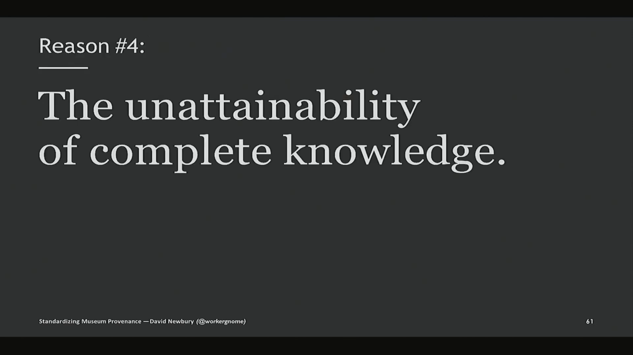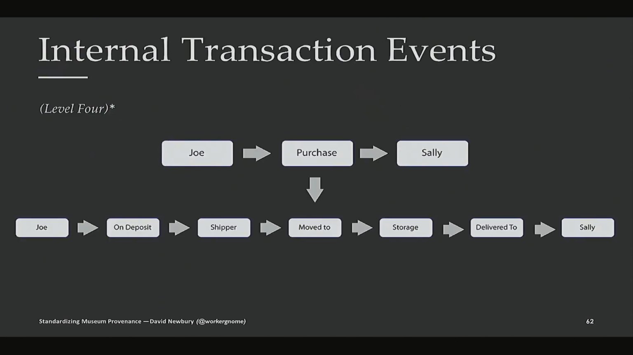And this is reason 4 for using linked data, which is the unattainability of complete knowledge. I can't know everything. I can't design something that will accommodate everything that the researchers are going to find: deeper data, richer data, more sophisticated data. For instance, if I say that Joe owns a painting and he sells it to Sally, we have this event, which is the transaction where it goes from one person to the other.